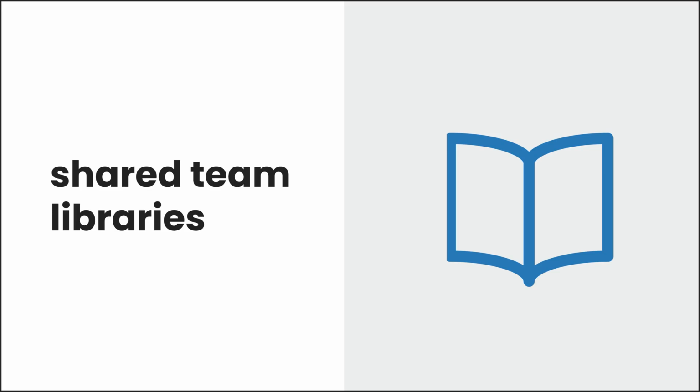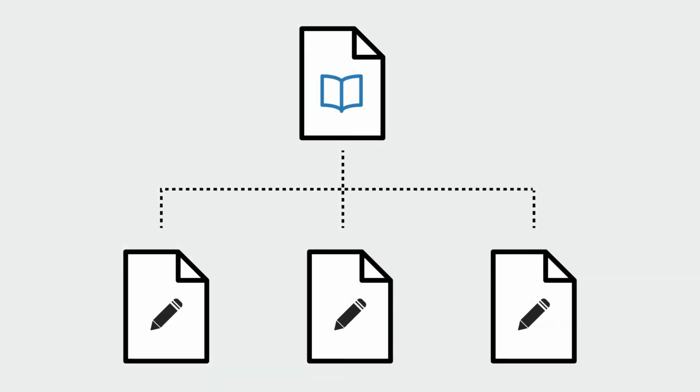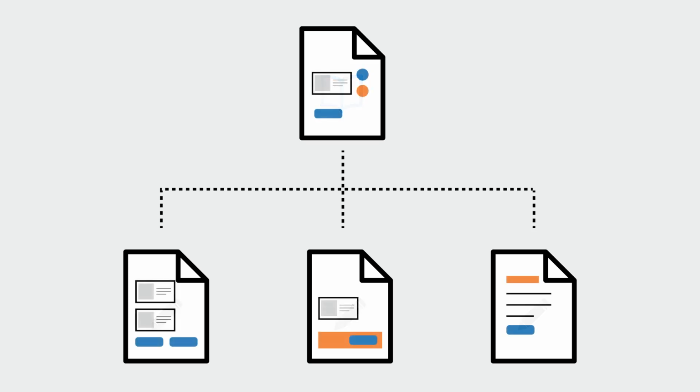In Figma, we can create shared team libraries. Shared team libraries are a way for teams to create a centralized library of design assets that can be shared and reused across multiple design projects. You could store your variables, styles, and components in external libraries.